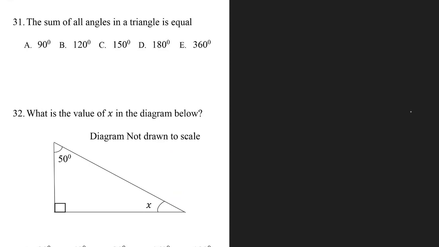Alright, question 31 says the sum of all angles in a triangle is equal to, of course, 180 degrees, be it equilateral, isosceles, scalene, right angle triangle. The sum of all the angles will always be 180 degrees. So the answer is D, 180 degrees. So let's move to the next question.